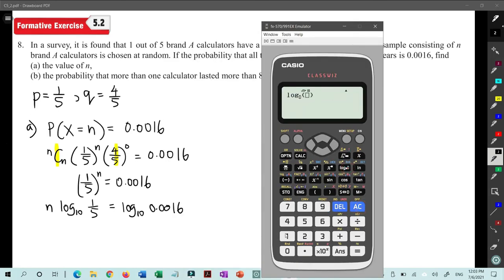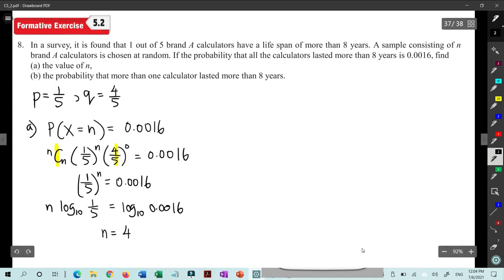So log base 10 of 0.0016 divided by log base 10 of 1 over 5 is equal to 4. So the value of n is equal to 4. In case you get a decimal, you have to round off to what they call a positive integer.